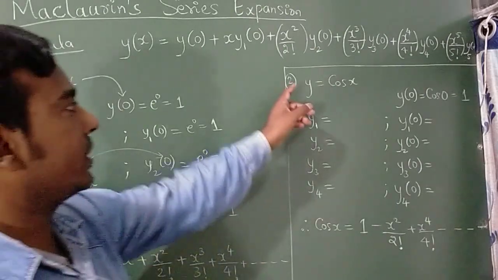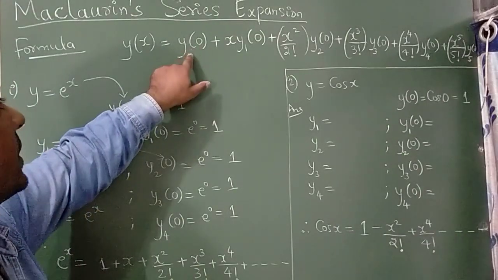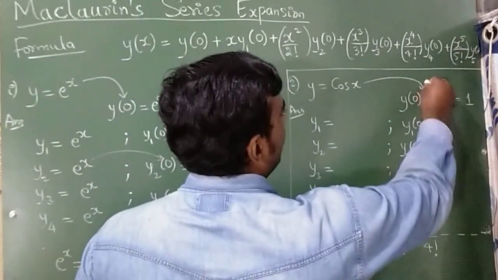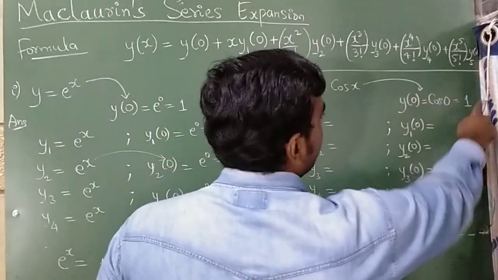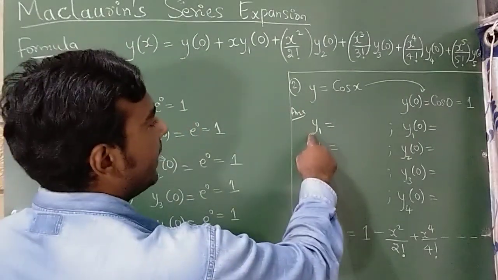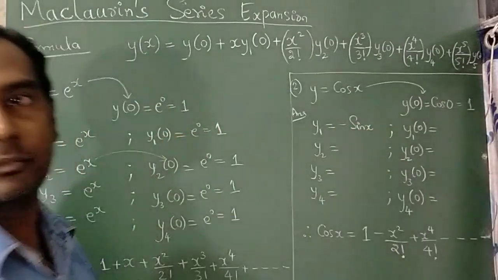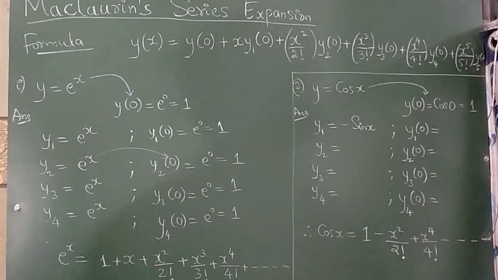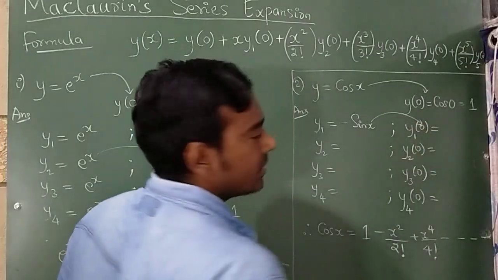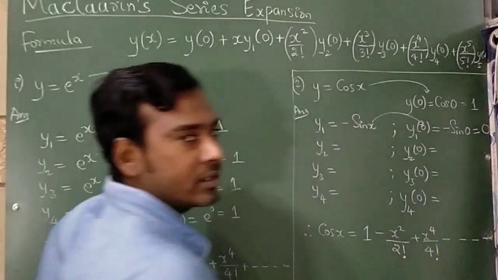Fine. Now question number 2. y is equal to cos x. So from the formula, the first term is y of 0. So y of 0 means where there is an x, you need to write 0. So cos 0 is how much? 1. Now next, if I differentiate y, I'll get y1. So d by dx of cos x is minus sin x. Now y1 of 0 means in place of x I have to substitute 0. So minus sin 0. Sin 0 is 0.